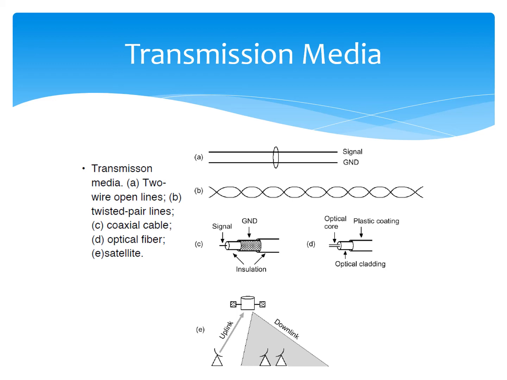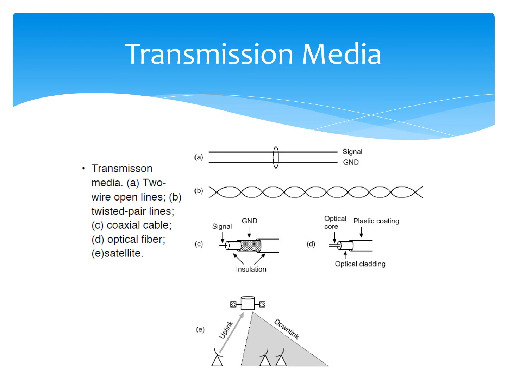5 commonly used transmission mediums are illustrated on the screen, including first, 2-wire open lines. Second, twisted pair lines. Third, coaxial cable. Fourth, optical fiber. Fifth, satellite. The 2-wire open line is one of the simplest settings. It typically picks up noise, with a short transmission distance of about 50 meters.